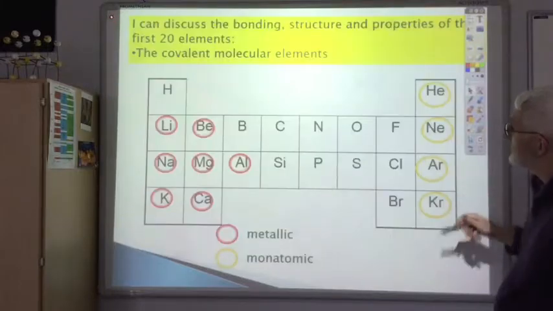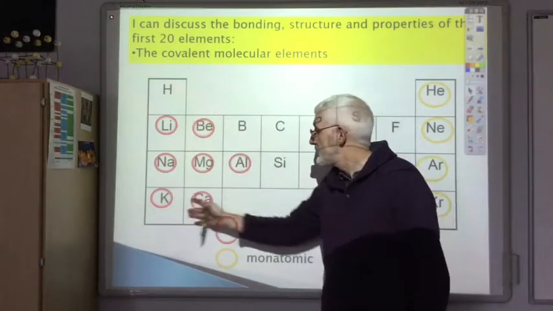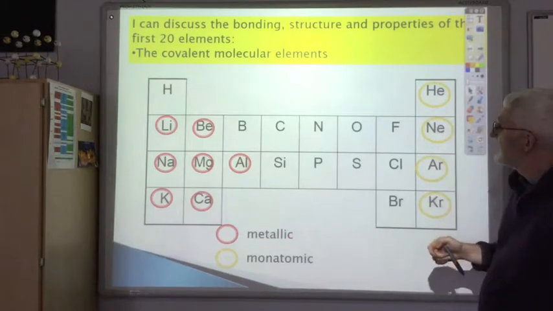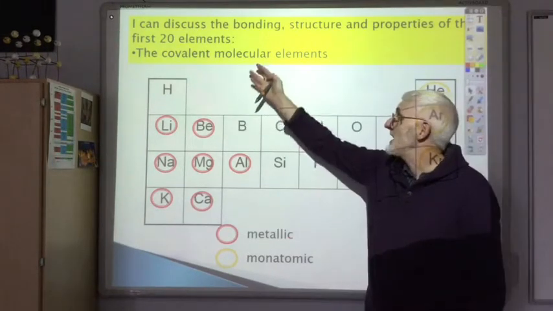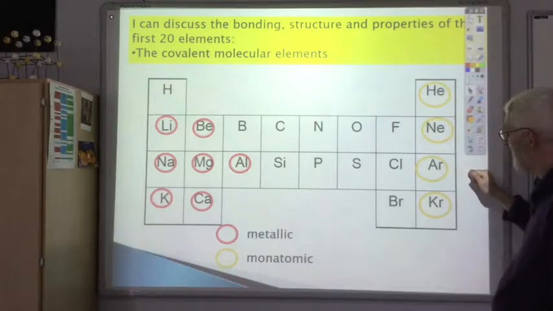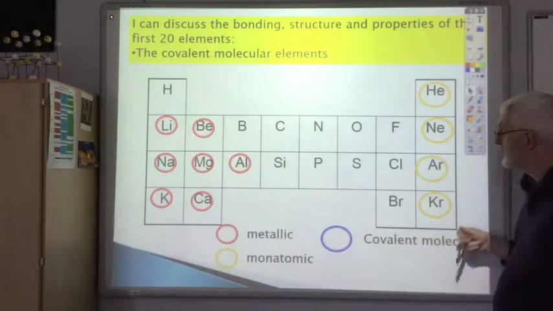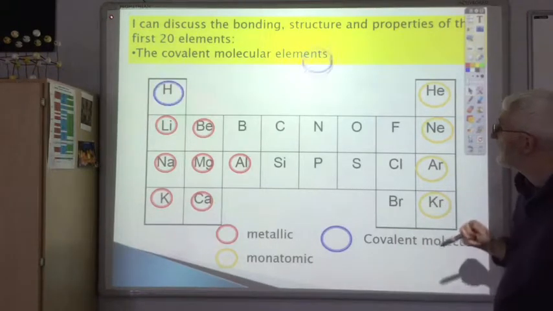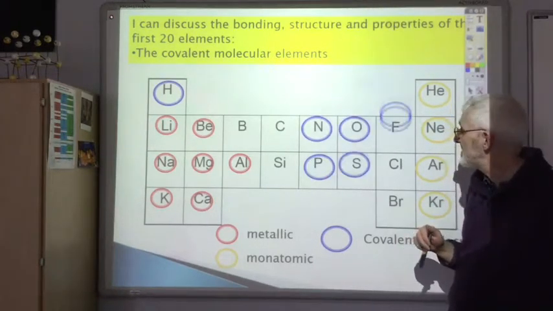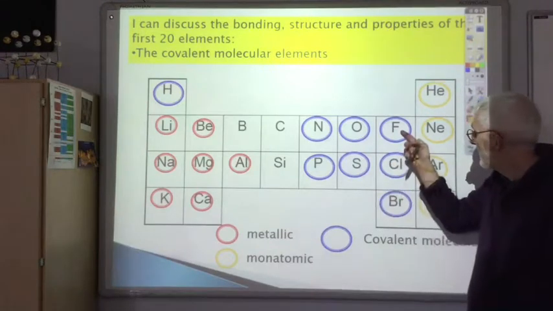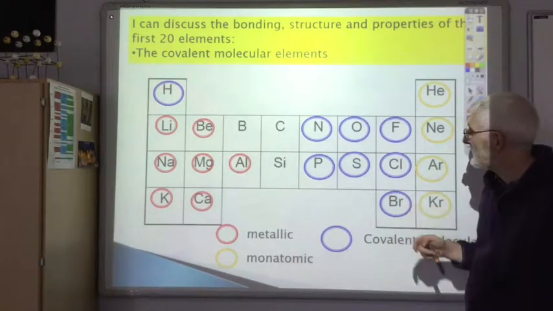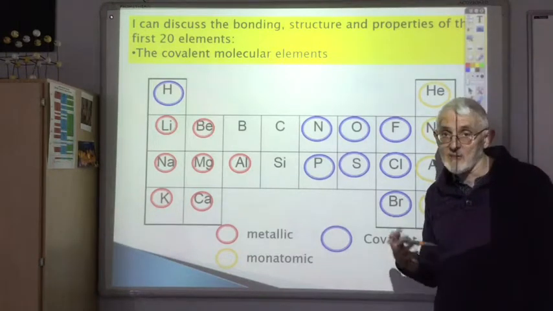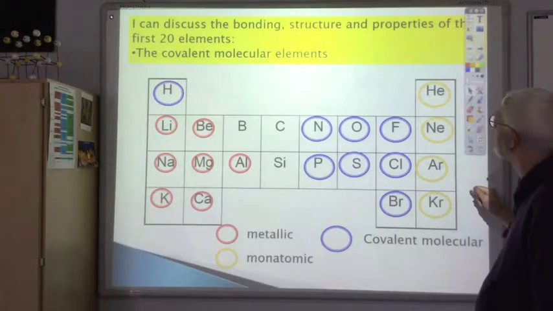Okay, so we've got all the metals, we've got all the monatomic gases. The next set we're going to look at are the covalent molecules, and we'll give them a blue circle. So lots of covalent molecules in the first 20 elements: hydrogen, nitrogen, phosphorus, oxygen, sulfur, fluorine, chlorine, and we'll include bromine. So they all have much the same structure and bonding and properties.